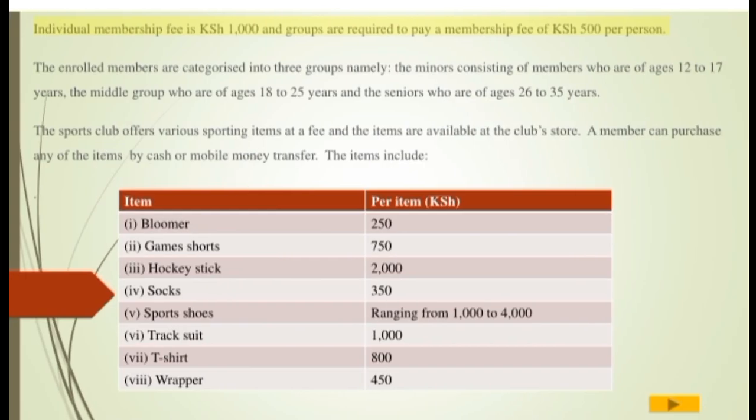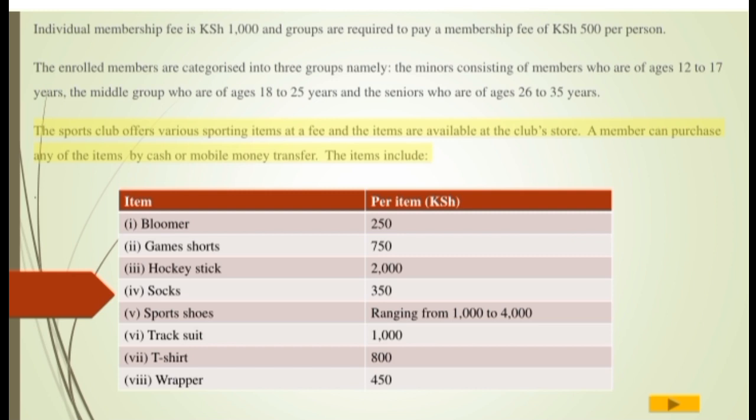Individual membership fee is KSH 1000 and groups are required to pay a membership fee of KSH 500 per person. The enrolled members are categorized into 3 groups, namely, the minors consisting of members who are of ages 12 to 17 years, the middle group who are of ages 18 to 25 years, and the seniors who are of ages 26 to 35 years.